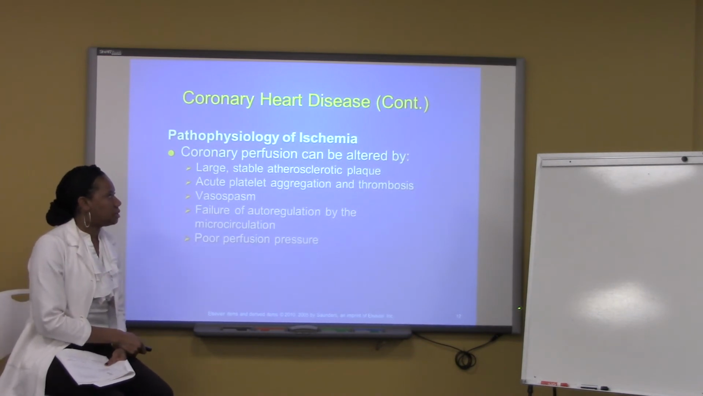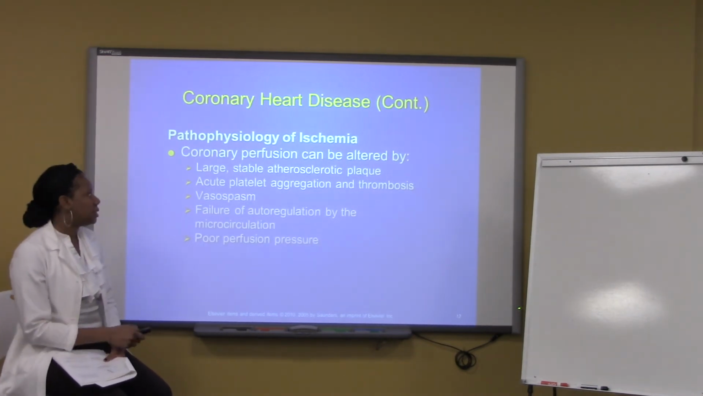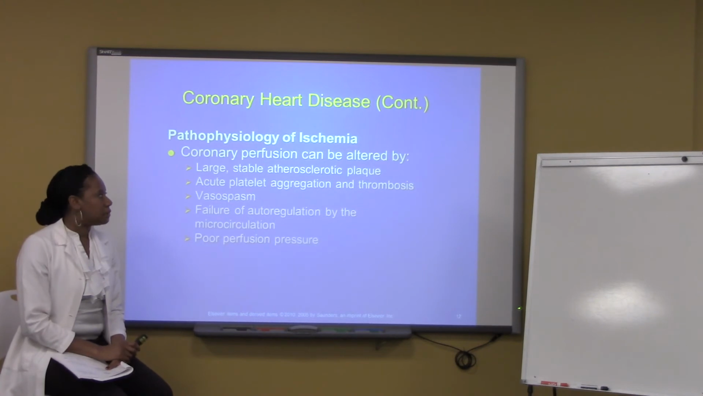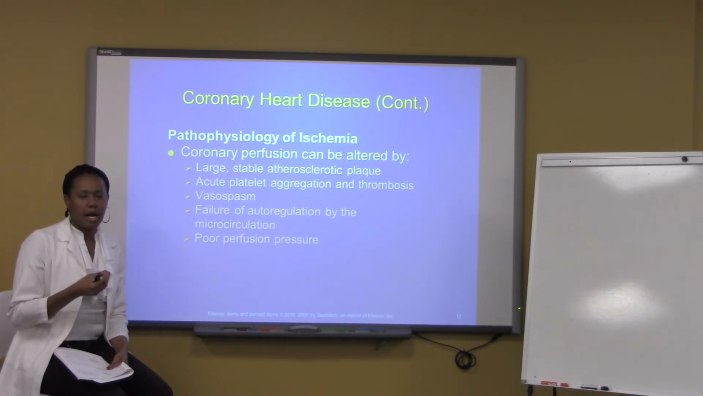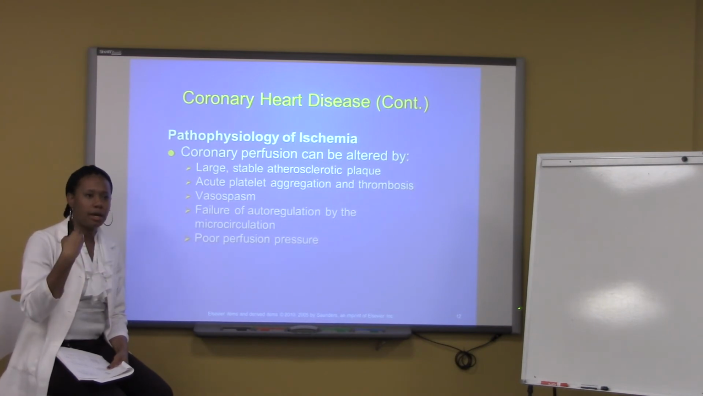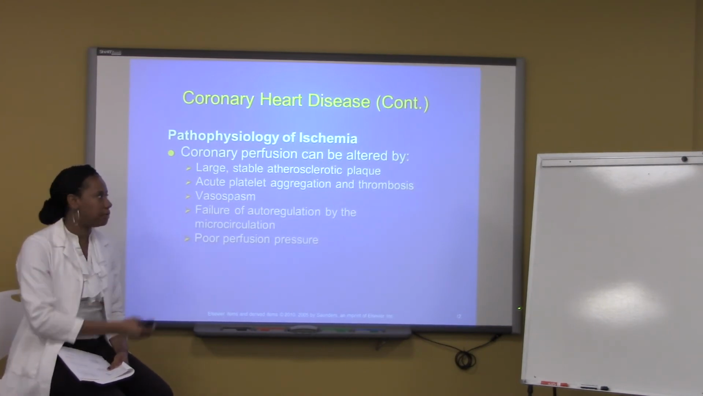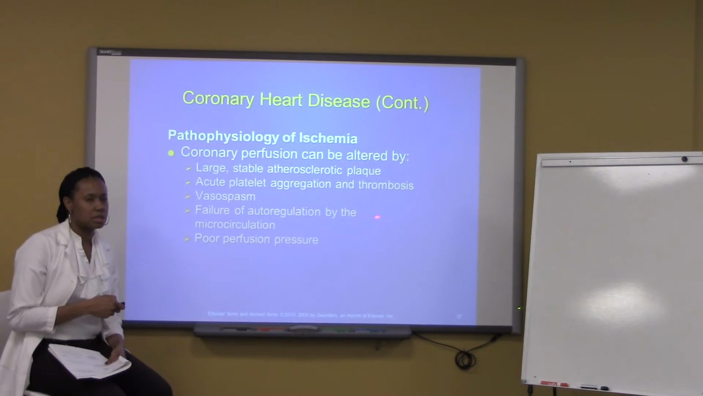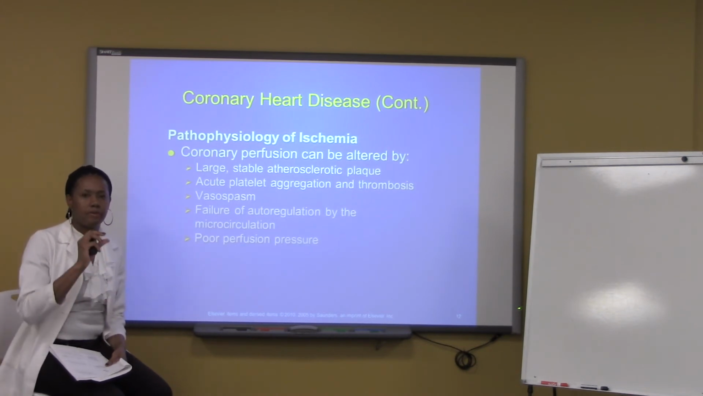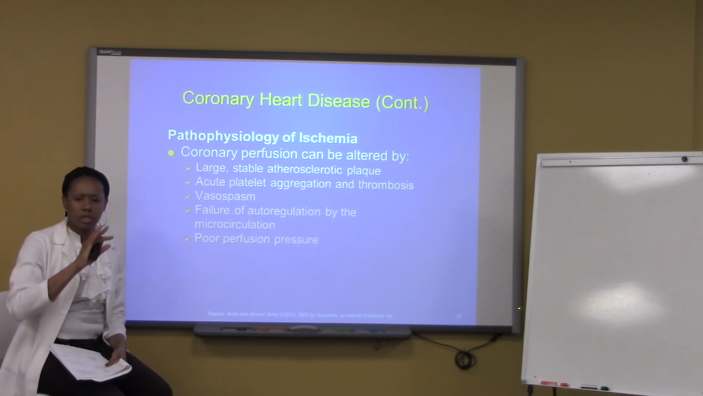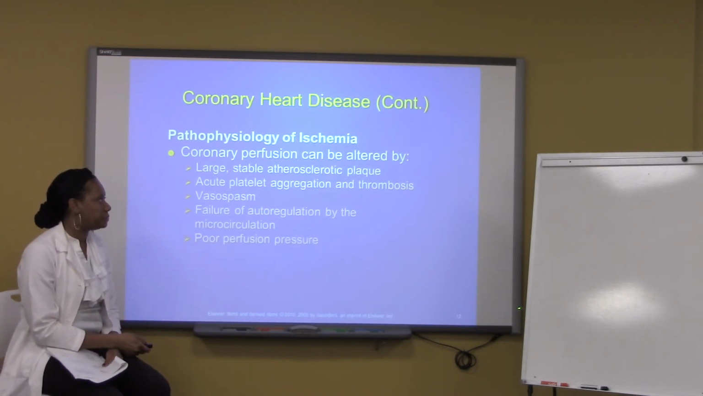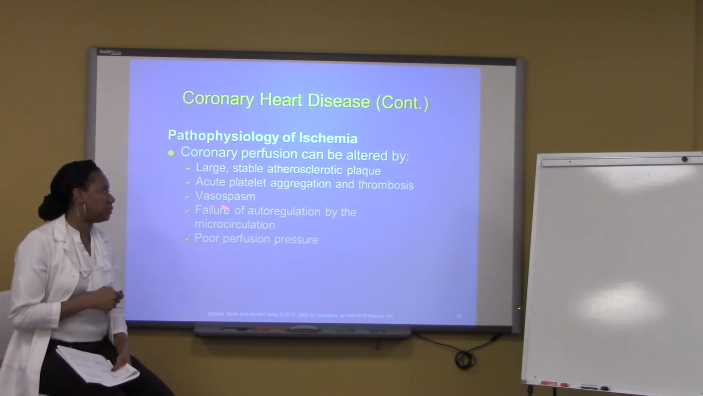Now, the other things that can cause ischemia, or alter coronary perfusion, obviously, if we have an atherosclerotic plaque. If there's some sort of plaquing or blockage, that will impair the rate of perfusion, or the rate of blood flow. Also, another thing that can form is platelet aggregation or thrombosis. Keep in mind, we talked about this a little bit in chapter 14, that platelets can pull up and make a clotting situation.